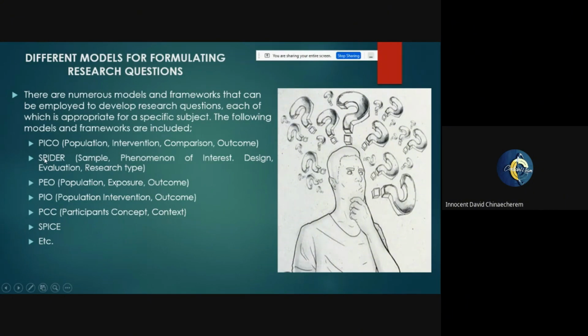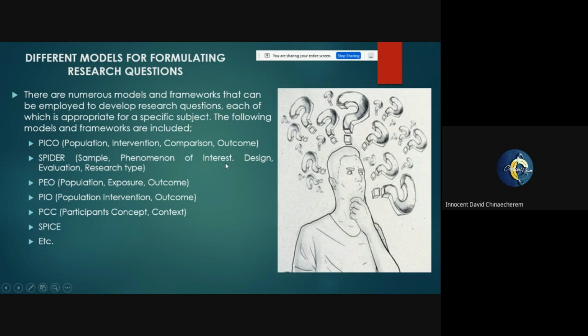Also, our SPIDER combines sample, phenomenon of interest, design, evaluation, and research type. It's similar, but there might be some components of your question that don't really sit into the PICO framework. Then you have to use the SPIDER framework to formulate your questions.